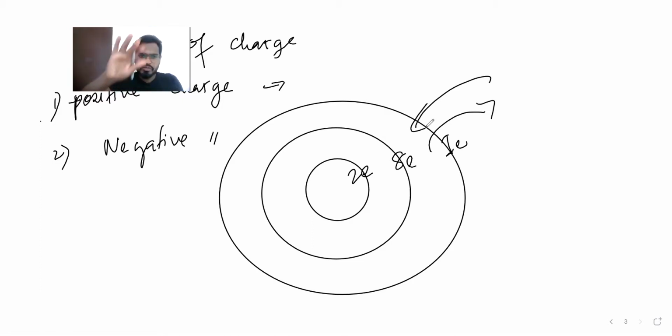is that whenever we talk about any charge on an atom, we are talking about electrons. Let's say, what is the minimum number of electrons we can give to the atom? 1.5? Impossible. That can't be, right? So the minimum charge we can give is 1. The minimum charge we can take out is 1.